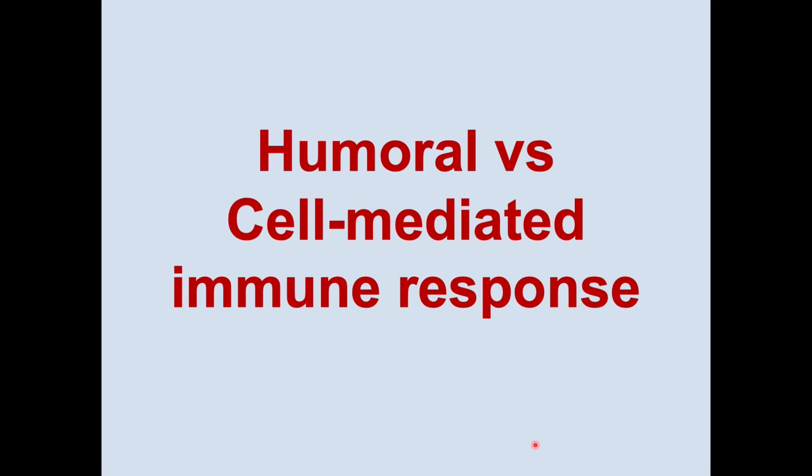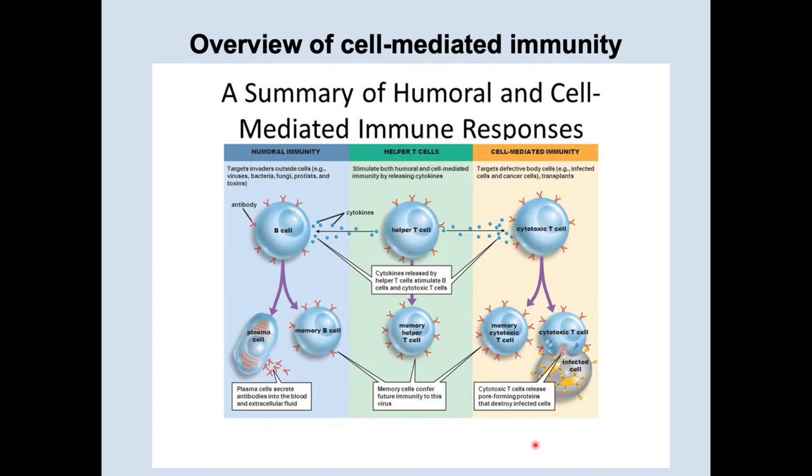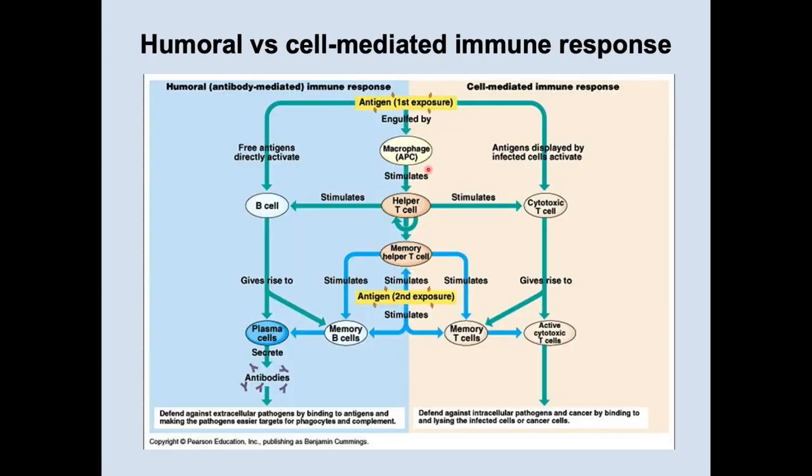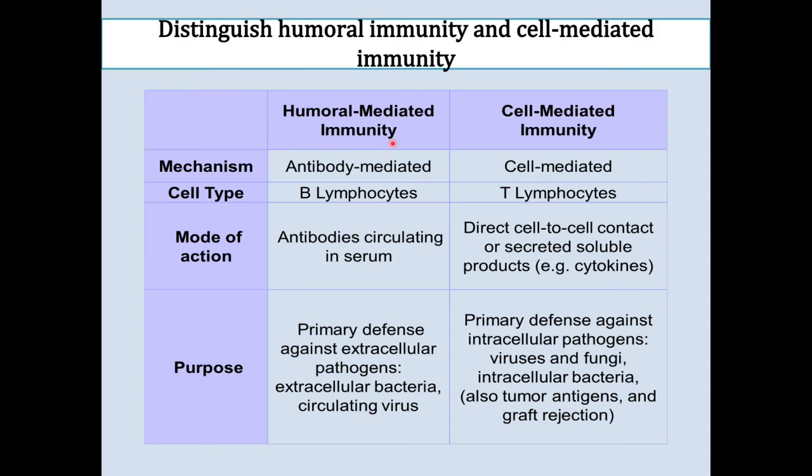Okay, let's go to the differences between humoral and cell-mediated immune response. This is the summary picture I showed you just now. Let's go to this one. So this is the difference between humoral-mediated immunity and cell-mediated immunity. In humoral-mediated immunity, the mechanism only involves antibody, whereas in cell-mediated immunity, it only involves cells.